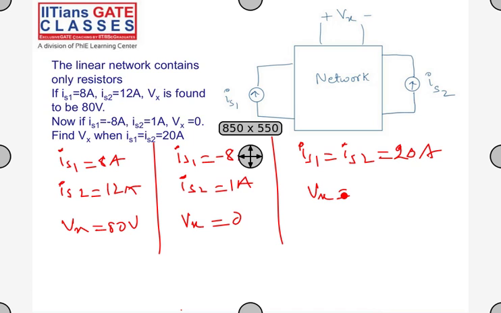This is a linear network of resistors. Linear network means the input and output are proportional. So if the sources are multiplied by a constant, the output will also follow the same. And you have more than one source, two independent sources, so the output is the sum of the two outputs with the two sources. So I can write Vx in terms of IS1 and IS2: A into IS1 plus B into IS2. This is one equation I formed.